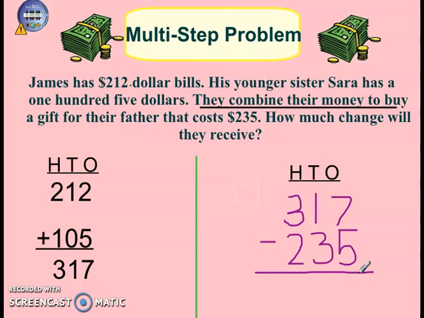Let's begin our subtraction. So in the ones place, there is 7. So we're going to take away 5 from 7, which will give us 2. In our tens place, there is 1. So we know that we have to regroup. And so we're going to go to our hundreds place and we're going to borrow 100.